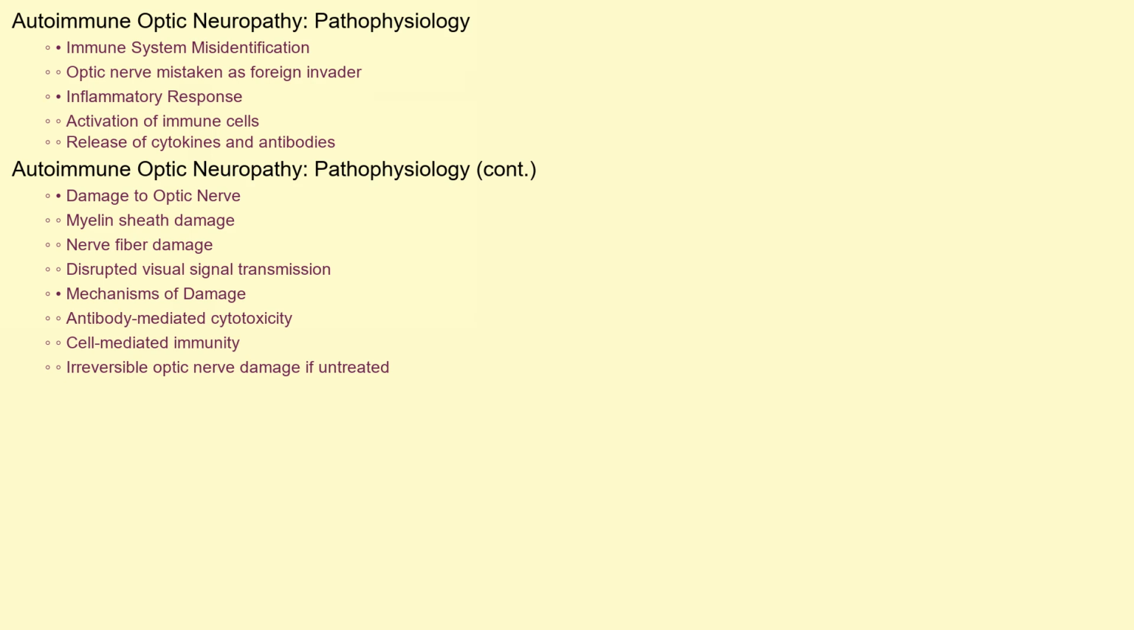The specific mechanisms involved can vary, but often include antibody-mediated cytotoxicity, where antibodies directly attack the optic nerve cells, and cell-mediated immunity, where T cells launch an assault on the nerve tissue. This ongoing inflammation and damage can cause irreversible optic nerve damage if left untreated.